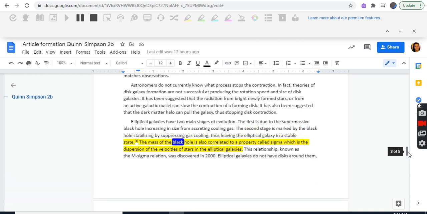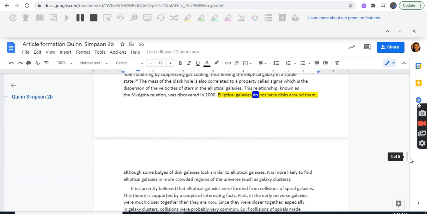The mass of the black hole is also correlated to a property called sigma, which is the dispersion of the velocities of stars in the elliptical galaxies. This relationship, known as the M-sigma relation, was discovered in 2000.